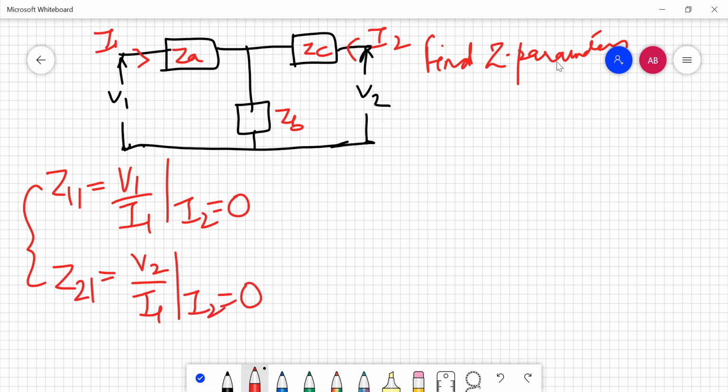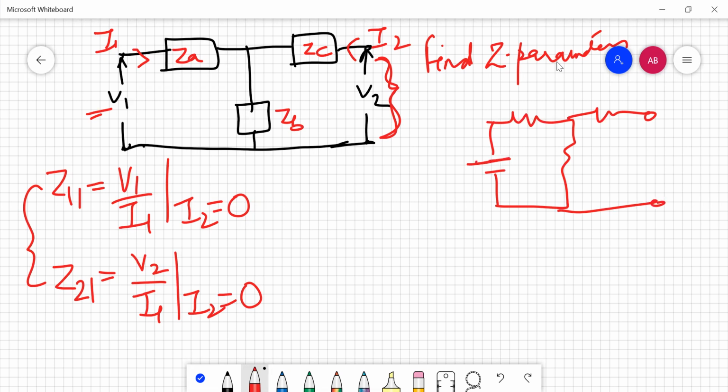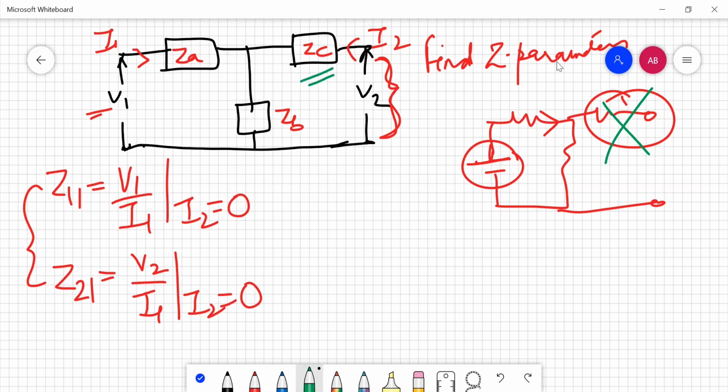I2 equals 0. So if this side is open, mind it, we need to draw the circuit again. Why? Because if I'm giving the voltage here, and this is my circuit and this side is open, will any current from this voltage source go towards this side? It will not go towards this resistance. That means this ZC will be neglected here. So to draw it again, we will have only ZA and ZB here. ZC will be neglected when the output terminals are open.